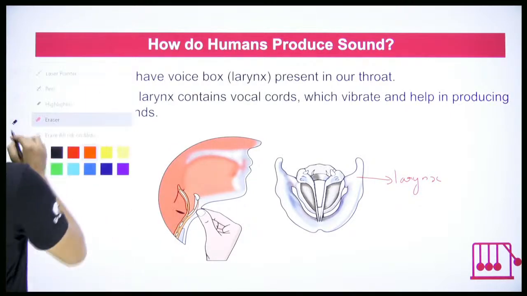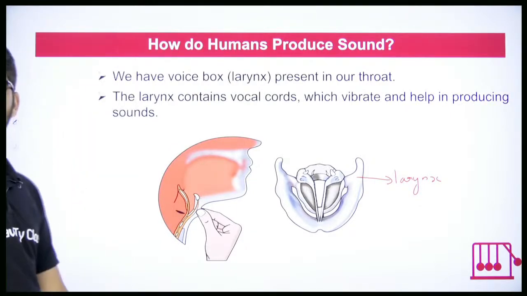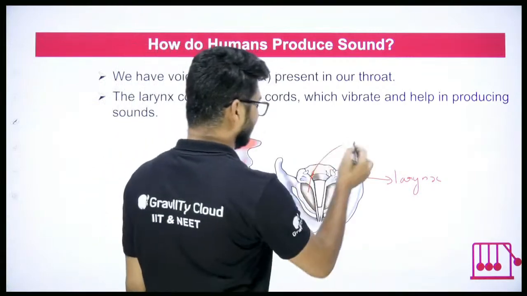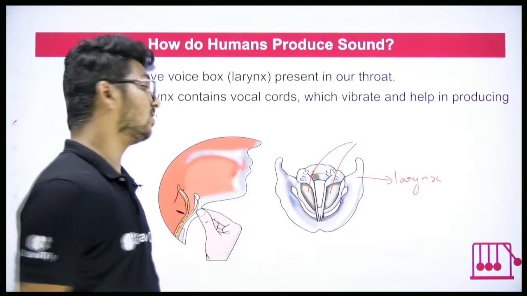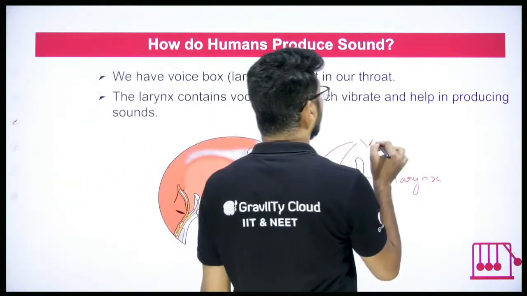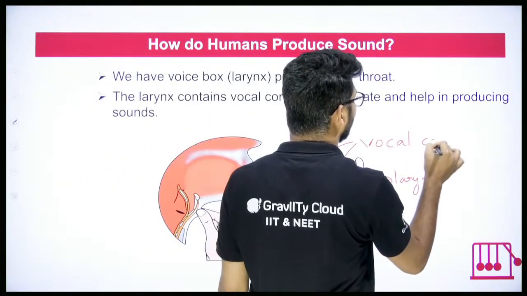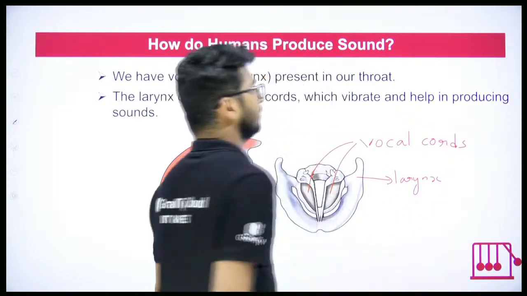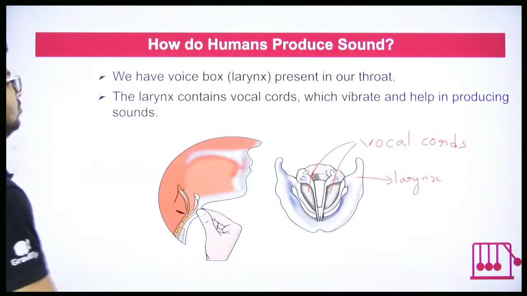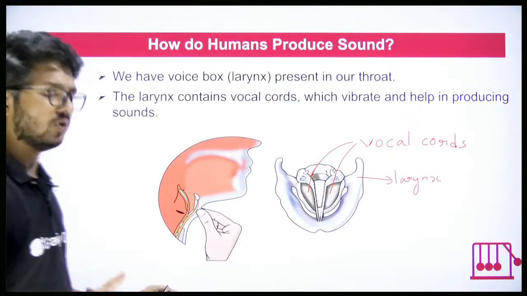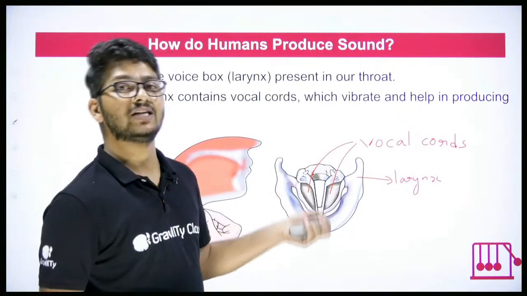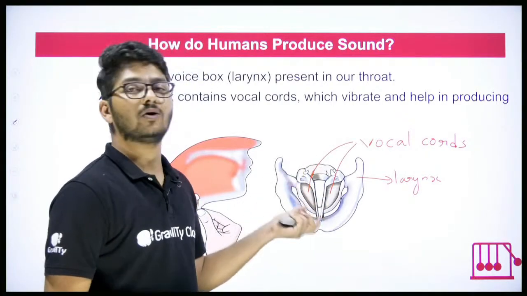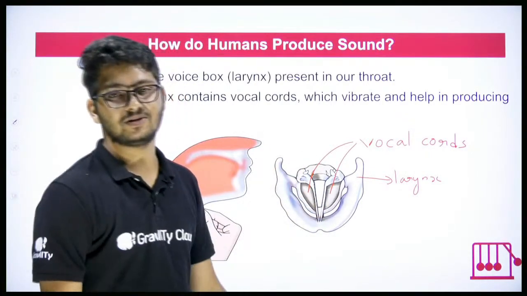And this larynx, now does the complete larynx vibrate? No. You can see here two flaps. Two separate flaps. Yes or no? Those are called vocal cords. And they vibrate. What vibrates? Vocal cords vibrate. And they help in producing sounds. Obviously, as we know, sound is produced by vibrations. So here what vibrates? Vocal cords vibrate, and the vocal cords vibrate and produce sound.